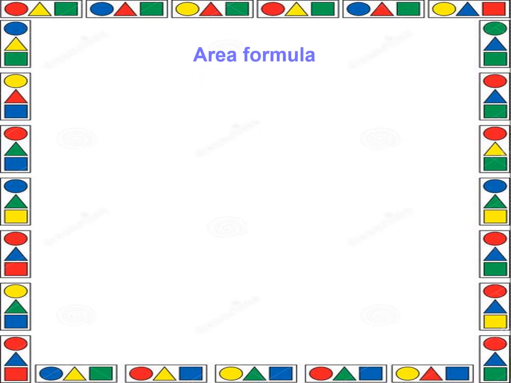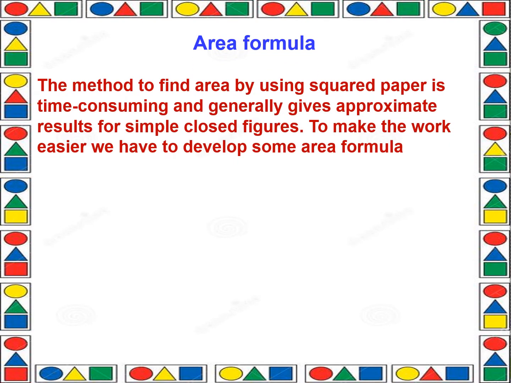Area formula. The method to find area by using squared paper is time consuming. Putting the shapes on squared paper or graph is time consuming. It will take so much time, and generally gives an approximate result for simple closed figures. To make the work easier, we have to develop some area formulas. So here are some area formulas. With the help of those formulas, we will find the area of the shape.